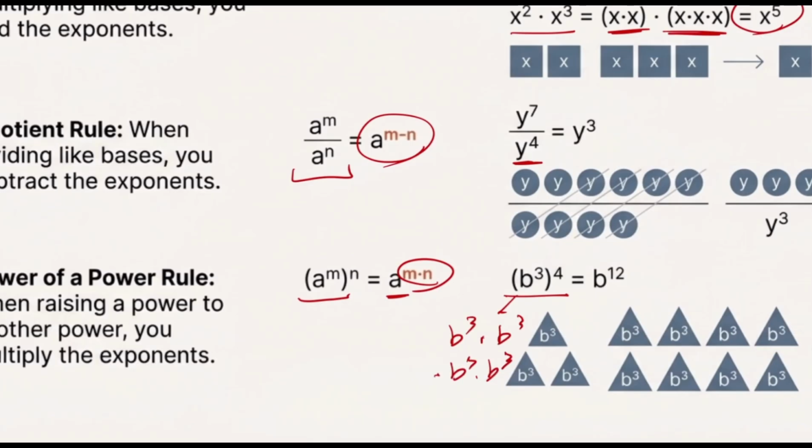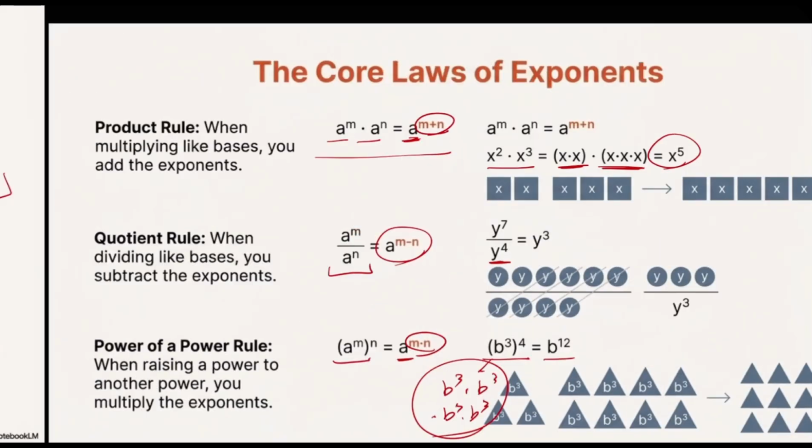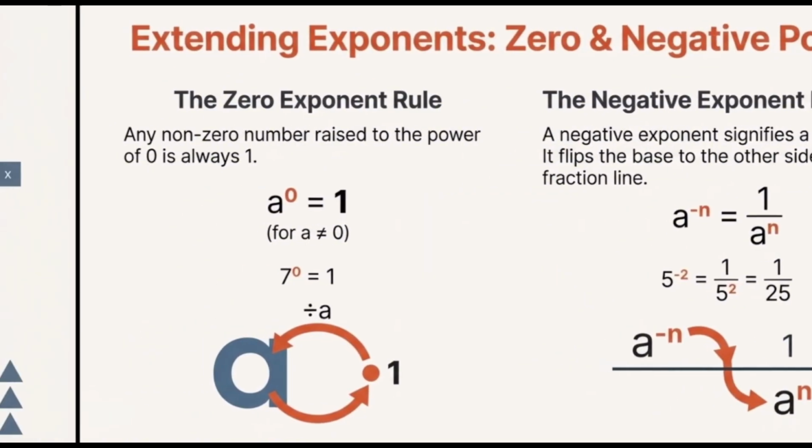And again, if you use the first law that we had over here, adding 4 times by itself, you still have b to the power of 12. So this is the first one. Another thing we have to cover is some exception scenarios, as we call them. The very first one is the zero exponent rule.